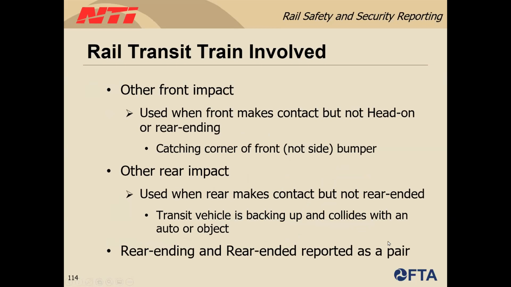Let's look at a couple of other ones. Other front impact and other rear impact, again, are not the same as rear-ending or rear-ended. These are used when the front or rear of the transit vehicle is impacted, but not when it would be considered a head-on or rear-ending, which would be more of a full-on impact, not just the corner. Rear-ended and rear-ending are always reported as a pair, so you would not want to combine rear-ending and other rear impact, for example. If the transit vehicle was rear-ended, then the other vehicle did a rear-ending.